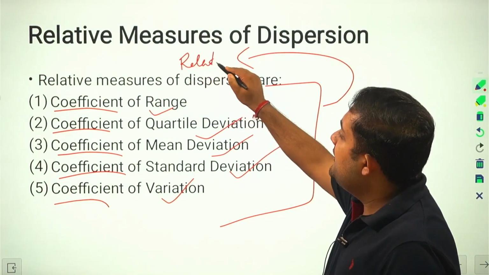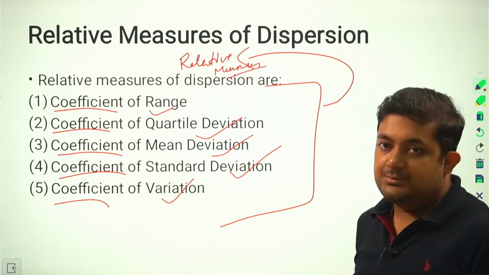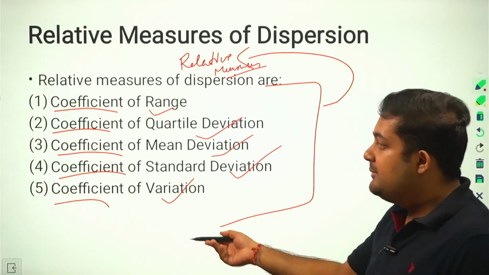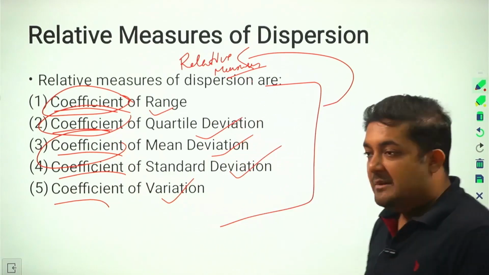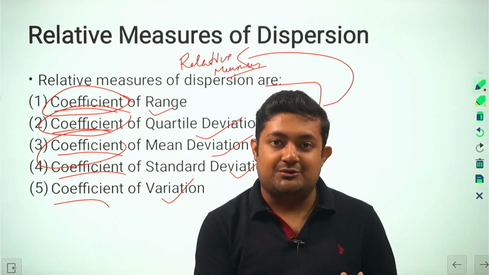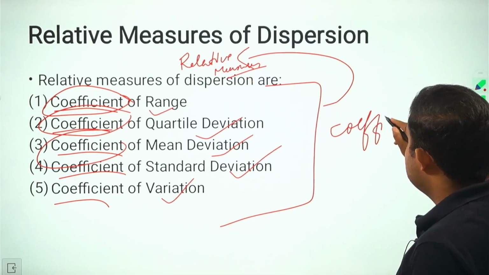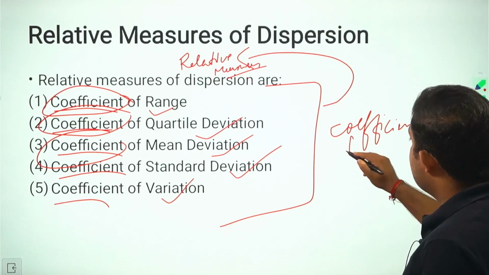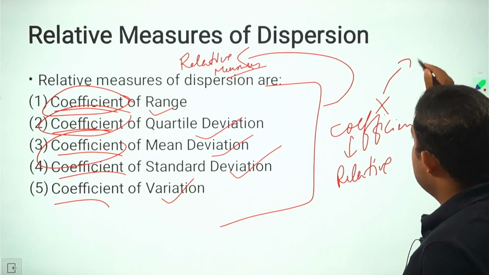These are the relative measures of dispersion. ঠিক আছে, just you have to use the words coefficients. আমি যেটা coefficient চাও that is relative, যেটা আমি coefficient না চাও that is absolute. Very simple. Coefficient আমি চাও, coefficient তো আমি চাও relative, আৰু যেটা আমি coefficient না চাও then that will be absolute.